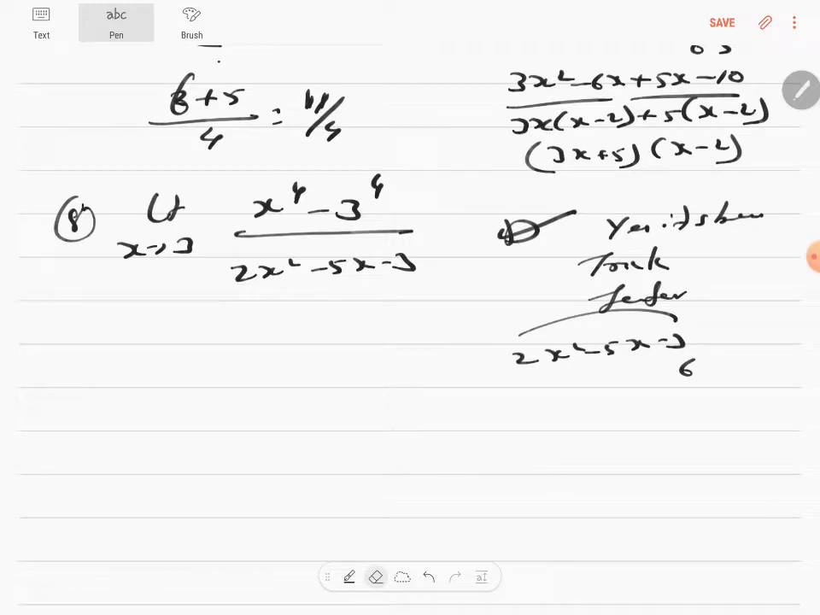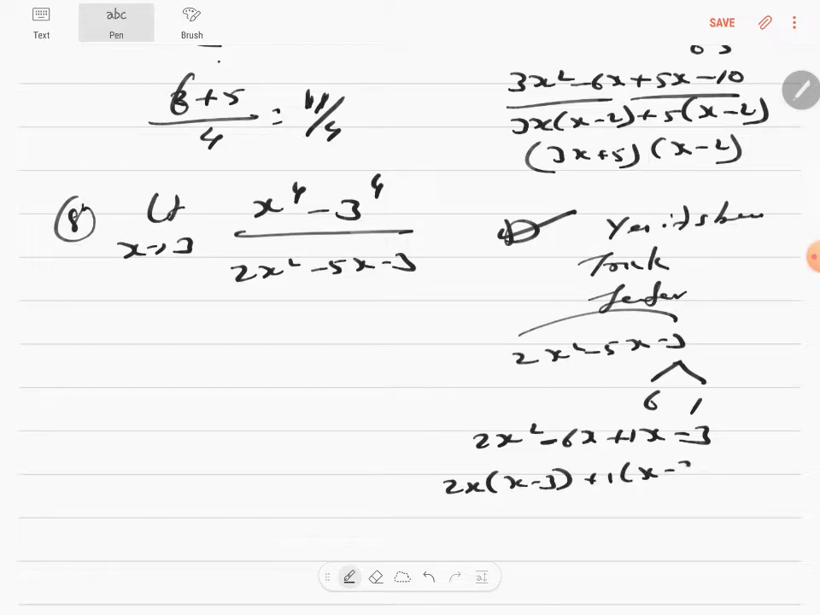Is the denominator becoming 0? 9 times 2 is 18, yes, it's becoming 0. So therefore you have to factorize it. Let's factorize this. Help me in factorizing now. 3 times 2 is 6, 6 times 1 is 6, so 2x square minus 6x, I made a mistake, plus 1x minus 3. Why didn't you notice that? So it's 2x into x minus 3 plus 1 into x minus 3, that is 2x plus 1 into x minus 3.